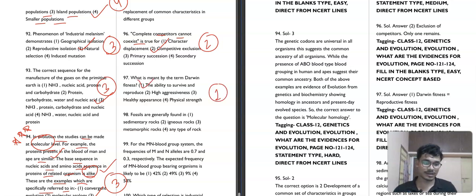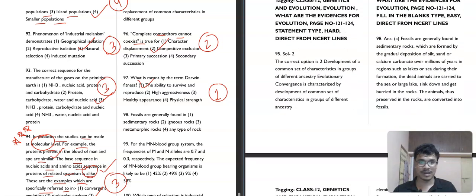Then question number 98. Fossils are generally found in sedimentary rocks, igneous rocks, metamorphic rocks or any type of rocks. So fossils are generally found in sedimentary rocks. First option is our correct answer.